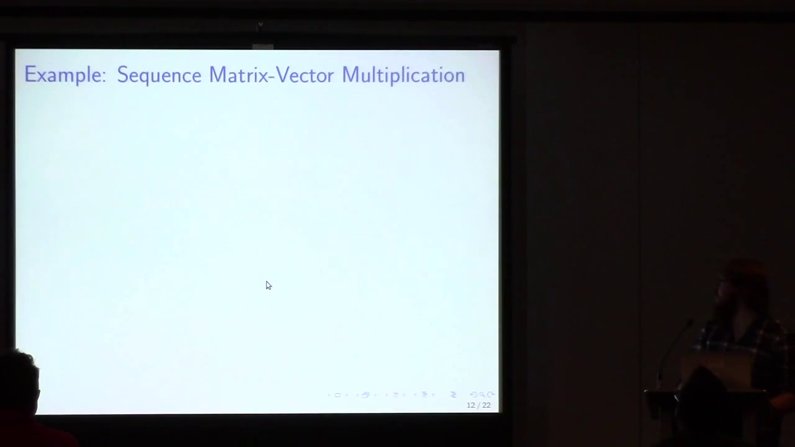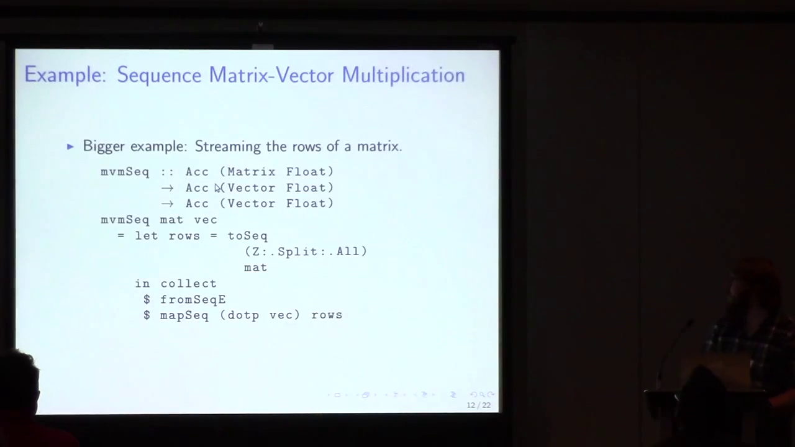Okay, so using these, we can now show you a more complicated example. This is matrix vector multiplication using sequences. What we do here is we take a matrix and then we stream the rows using 2seq with this division. And then we can map the dot product defined earlier, whichever one you want to map, over this sequence of rows. So this is actually an instance of nested data parallelism, which we had to deal with. FromSec just manifests a sequence of scalars into a vector.